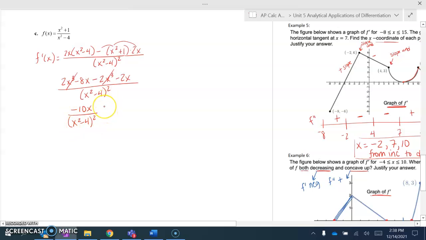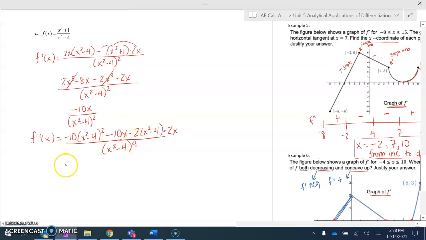So we're going to bypass doing the intervals of increasing, decreasing, all that jazz, and we're going to go straight to the second derivative. So let's do another quotient rule. So low, d high is a negative 10. I'm going to put that out front. Minus high, and then d low. This involves a chain rule. Swing that 2, subtract 1, don't forget that times 2x. Now this is over x squared minus 4 to the 4th.